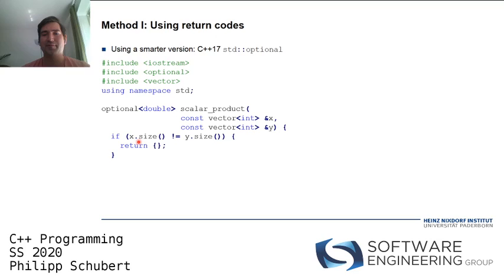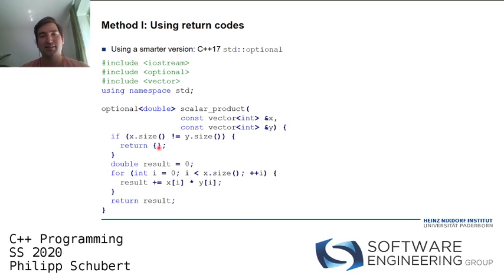If both vectors are of different size, you can just return nothing essentially. This basically calls the default constructor of optional, which indicates nothing is there. Otherwise, if those vectors have the same length, you just perform the computation and return the final result as desired. You can also just return the result. You do not have to care. Optional is implemented in a very clever way that you can write code such as this here.